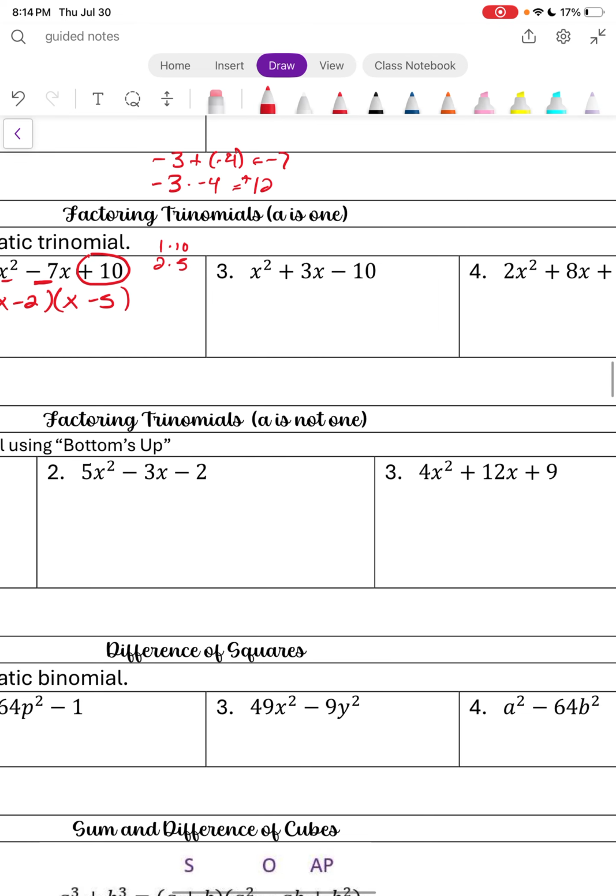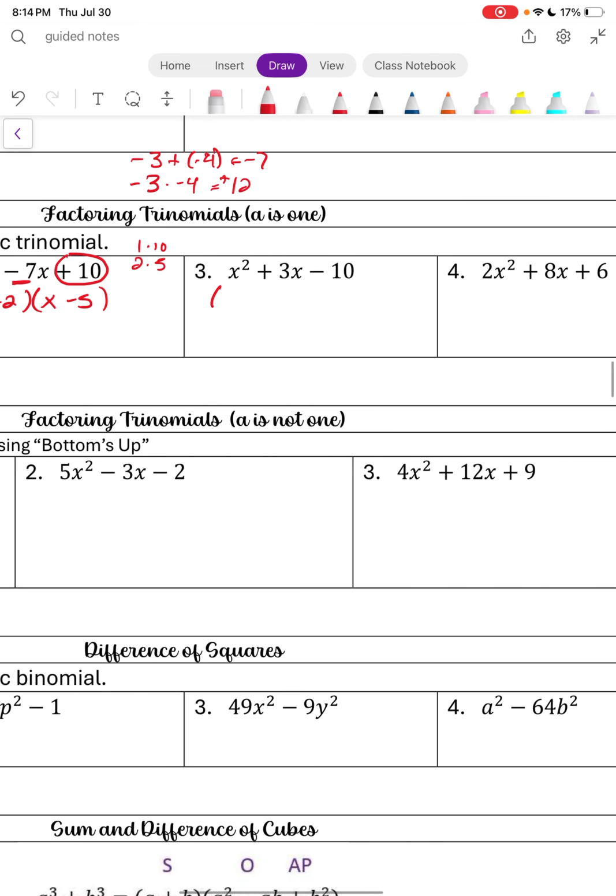Okay, next problem, we have two more problems. 2 sets of parentheses, x and x. This one needs to multiply to give you a negative 10. There is only one way possible that things can multiply to give you a negative, and that's when their signs are opposite. Let's make a list. That's going to be a 1 and a 10 or a 2 and a 5. Those are the only numbers that are possible. However, it needs to add to give you a 3.